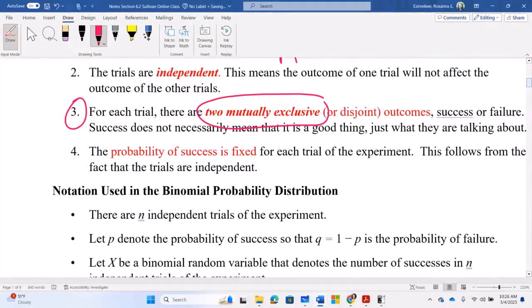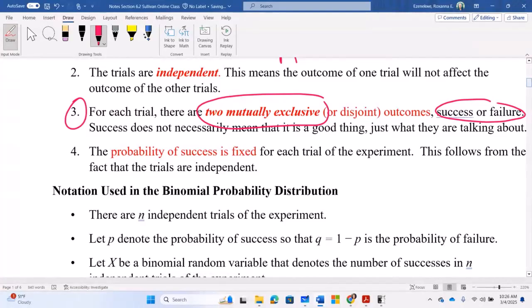Success or failure. True or false. Success does not necessarily mean that it is a good thing, just what they are talking about. Success is what somebody is studying. It doesn't have to be what you like.